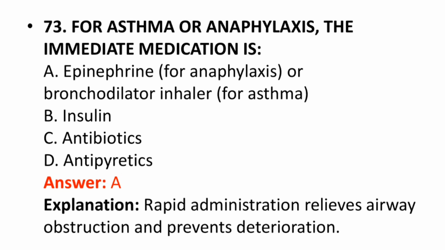For asthma or anaphylaxis, the immediate medication is: option A, epinephrine for anaphylaxis or bronchodilator inhaler for asthma. Option B, insulin. Option C, antibiotics. Option D, antipyretics. The correct answer is option A, epinephrine or bronchodilator. Rapid administration relieves airway obstruction and prevents deterioration.